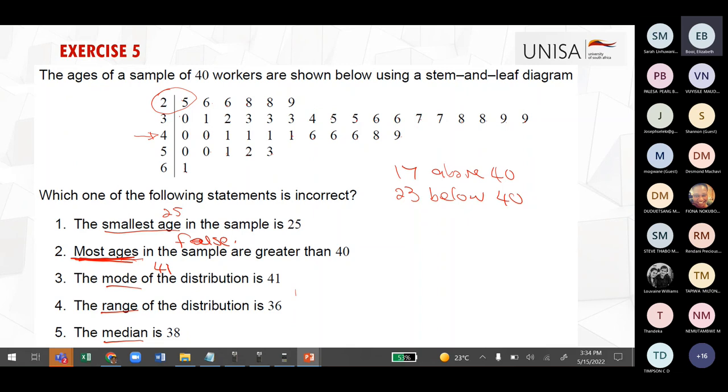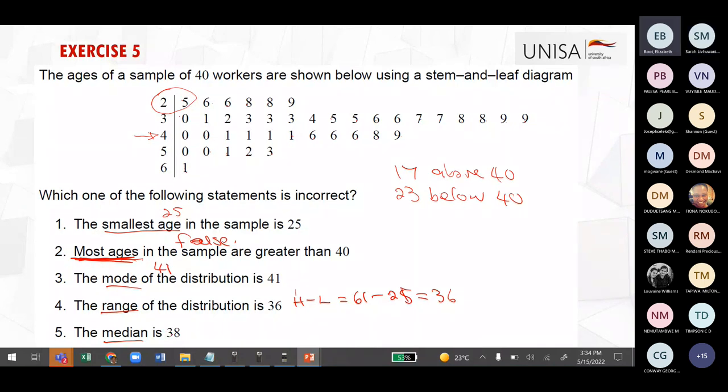The range, what is the range? The range is the difference between the largest value minus the smallest value. Okay, so what is our highest value? 61. And what is our smallest value? 25. And what is 61 minus 25? 36.